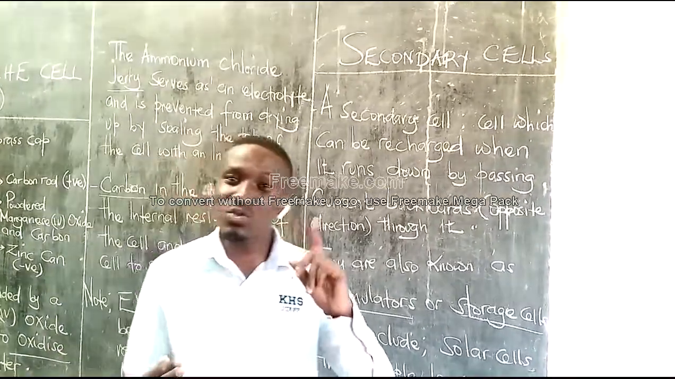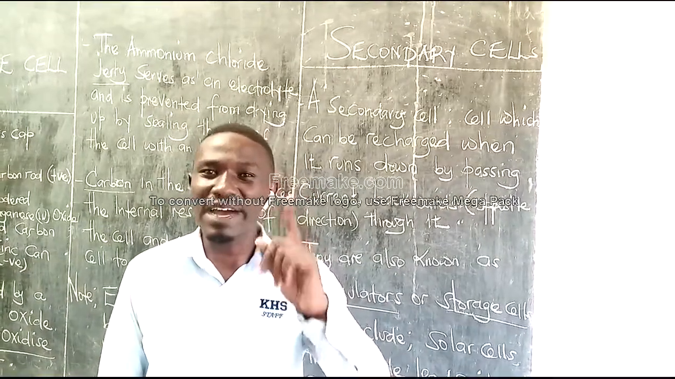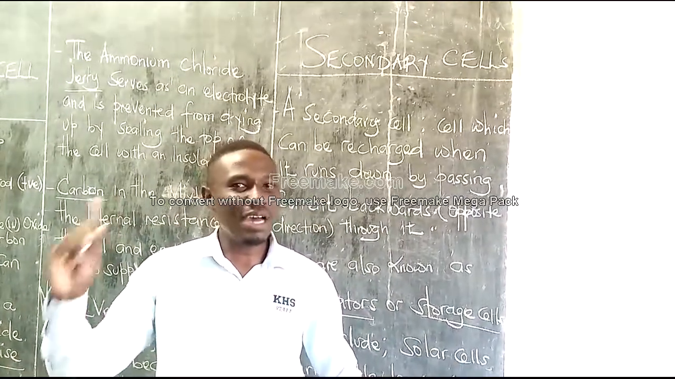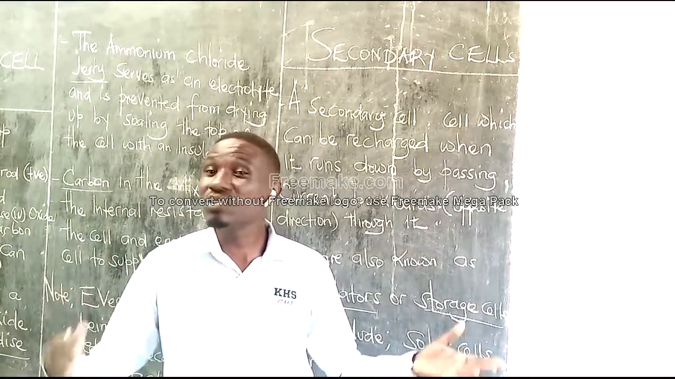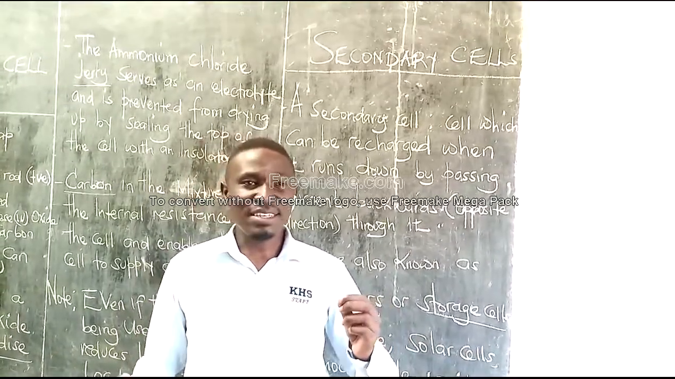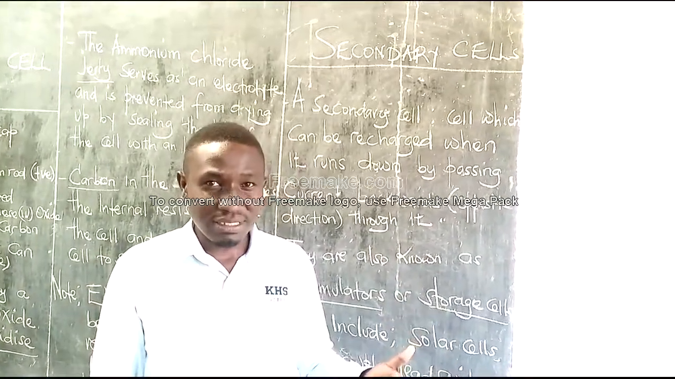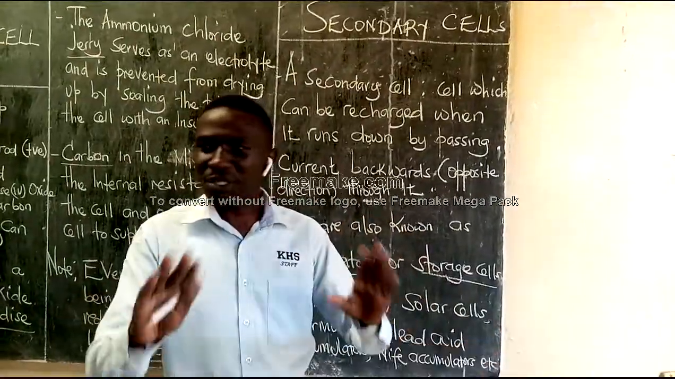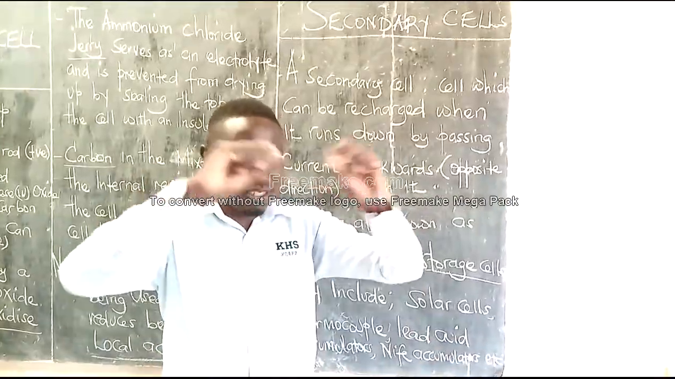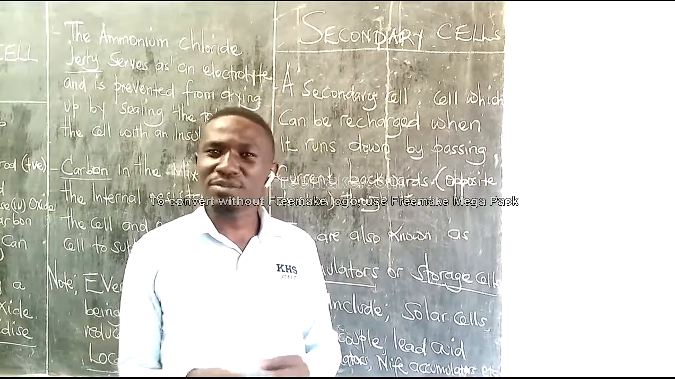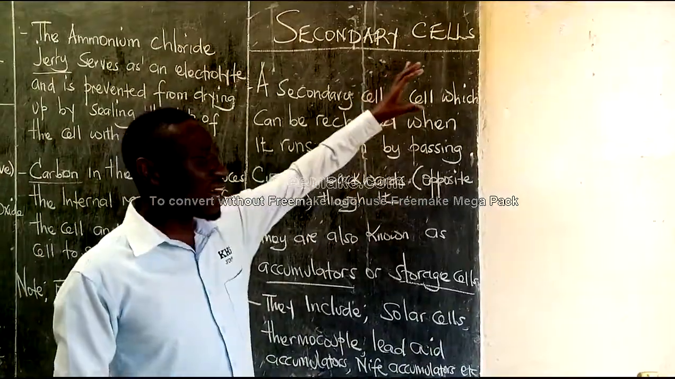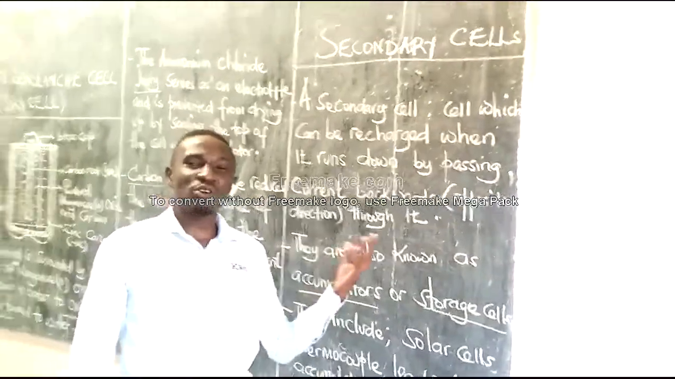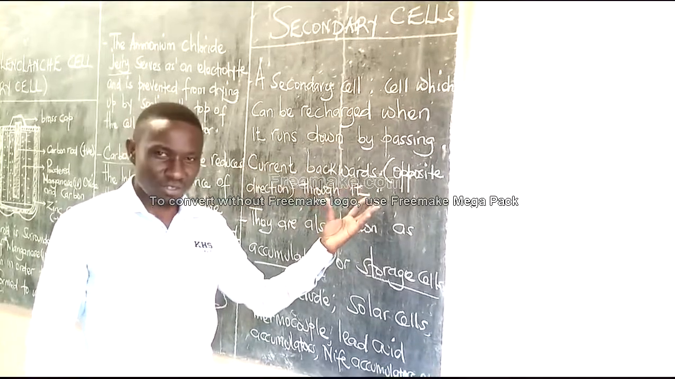Secondary cells are those which can be recharged once they run down. You cannot be worried. Once it runs down, you simply put it in the power source and you recharge it. You don't throw it away. Like your phone batteries, after WhatsApping or doing whatever you want, and it starts showing the red part, you immediately recharge it. So these cells are called secondary cells. At times we call them accumulators, or storage cells.